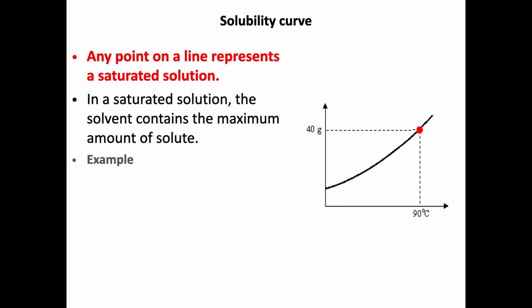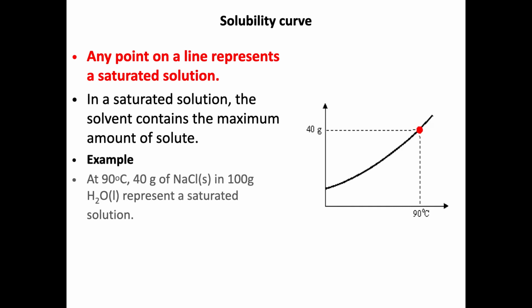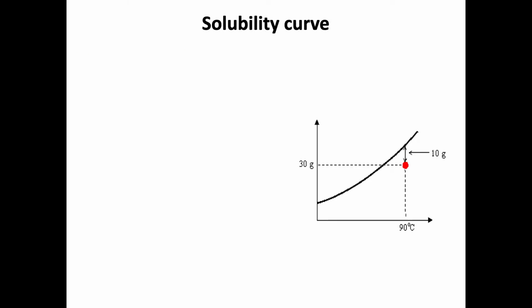So let me come down here. Okay, check this out. We have 90 degrees Celsius, so that's over here. We have 40 grams, and we're using salt now, 40 grams of sodium chloride in 100 grams of water represents a saturated solution. So this is how you would read this sort of graph.